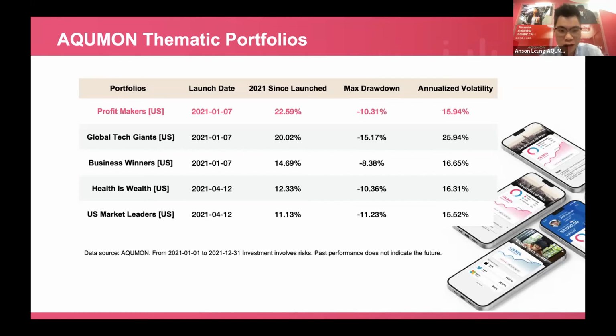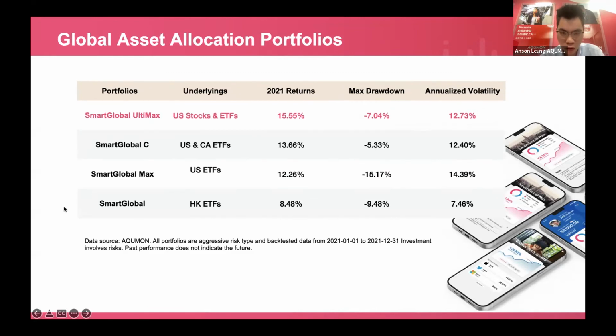third, fourth, and fifth places, they are all US portfolios. And you can see that even the healthcare industry is performing quite well over the last year. It has a return of around 12%.